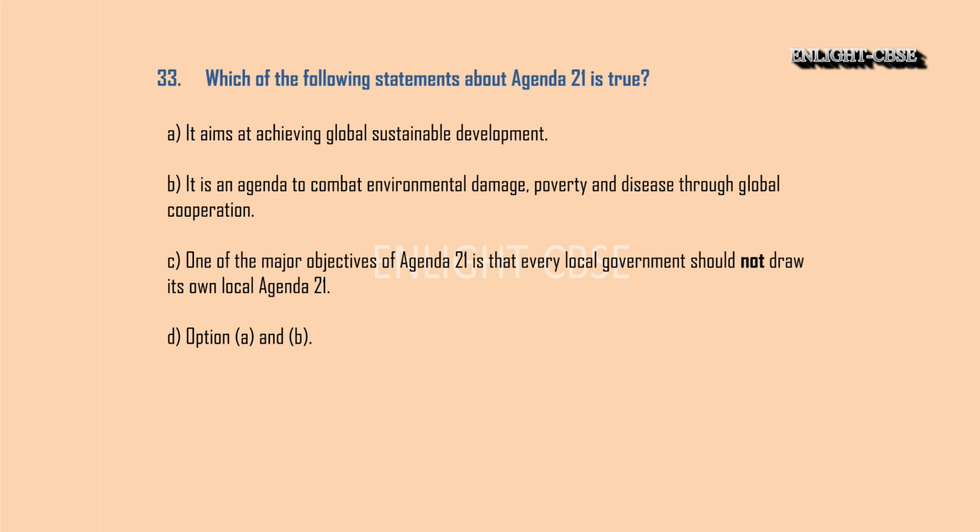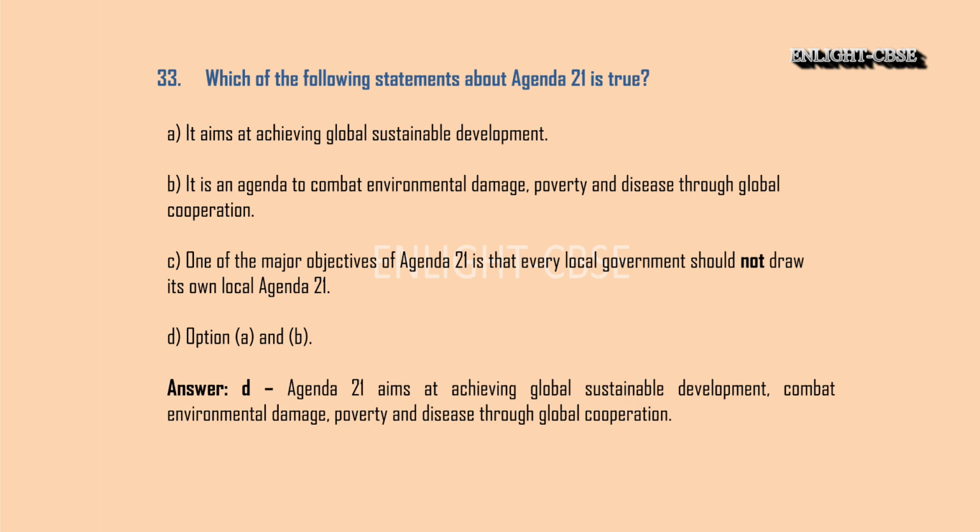Question 33. Which of the following statements about Agenda 21 is true? A. It aims at achieving global sustainable development. B. It is an agenda to combat environmental damage, poverty, and disease through global cooperation. C. One of the major objectives of Agenda 21 is that every local government should not draw its own local Agenda 21. D. Option A and B. Answer is D. Option A and B. Agenda 21 aims at achieving global sustainable development, combat environmental damage, poverty, and disease through global cooperation.